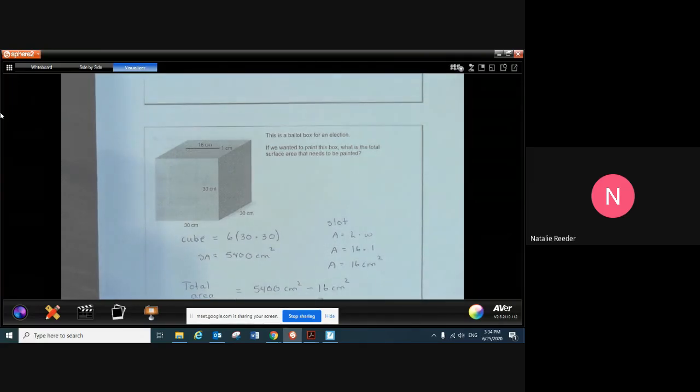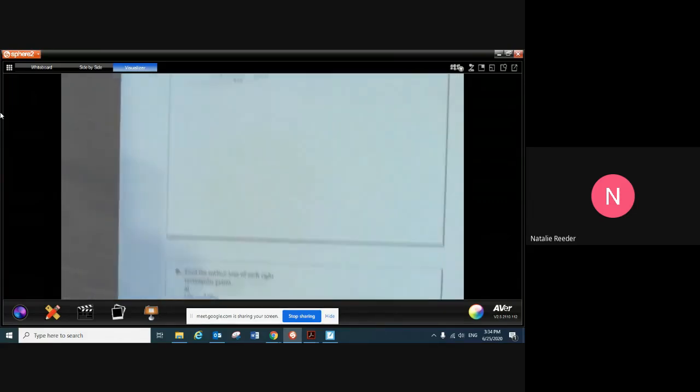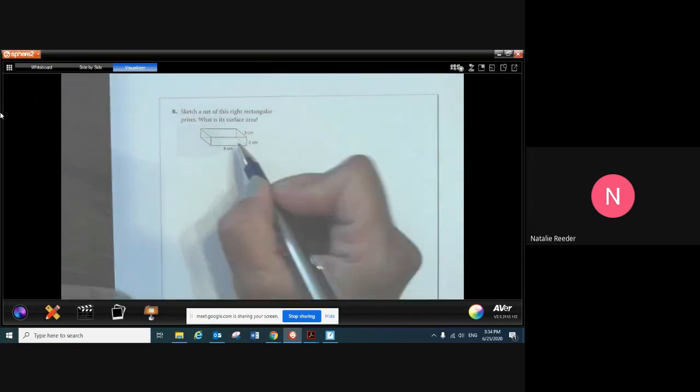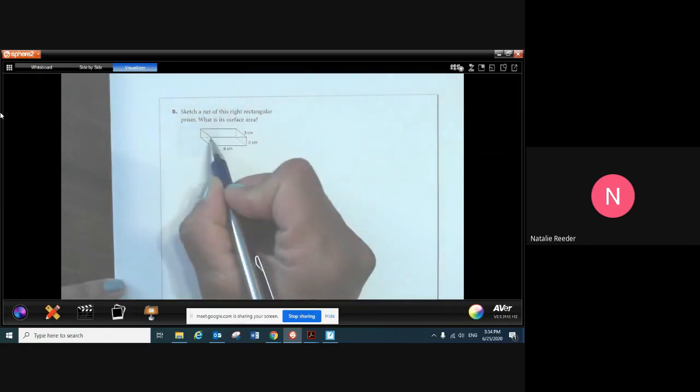So this one basically just goes up a level as you have more steps that are involved. Now, here's another one. This one says sketch a net of this right rectangular prism. So remember that the net is if you were to cut it and flatten it, what is it going to look like? So you can see that we've got the front here.